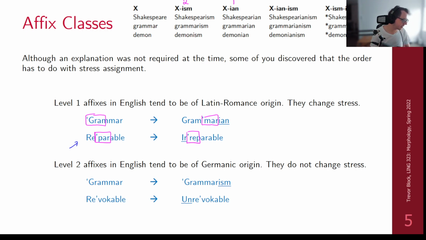So level 2 affixes tend to be of Germanic origin, and these do not change stress. So grammar, gram is the first syllable. Grammarism, we still have that first initial stress. Revocable, revoke is stressed, and unrevocable, revoke still has stress. Unrevocable is how I should say that to make it sound better. You can put stress on, that's fine. You can really emphasize that. But if you're not doing that emphasis, you get unrevocable, same pronunciation. The level 2 affixes don't change stress, and level 1 affixes do.